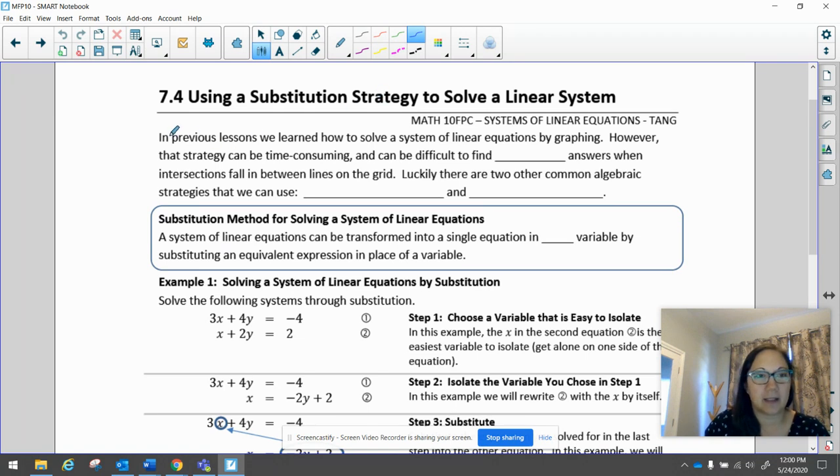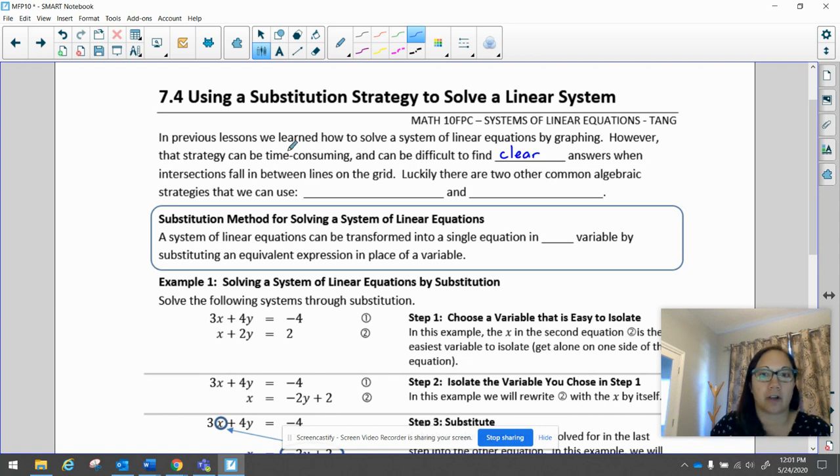Okay, so let's start by filling out the first part here. In previous lessons, we learned how to solve systems by graphing. However, that can be time consuming and it can sometimes be difficult to find a clear answer. If your two lines intersect somewhere, but not right at a grid point, you can end up trying to estimate answers and you may not be 100% certain of them. So substitution and elimination, the algebraic ways of doing these questions, allow us to have an exact answer.